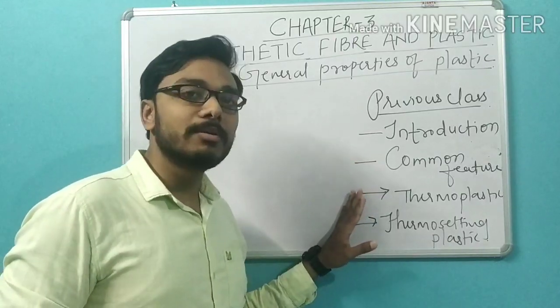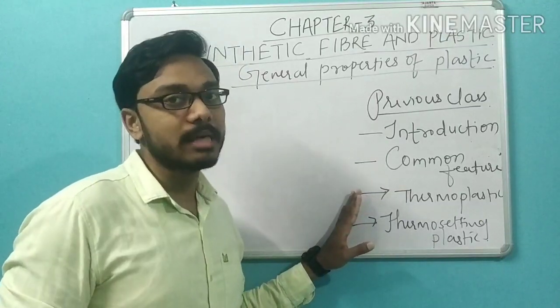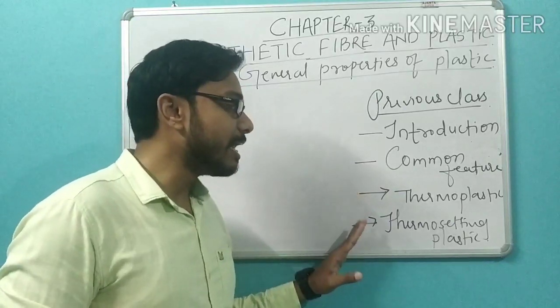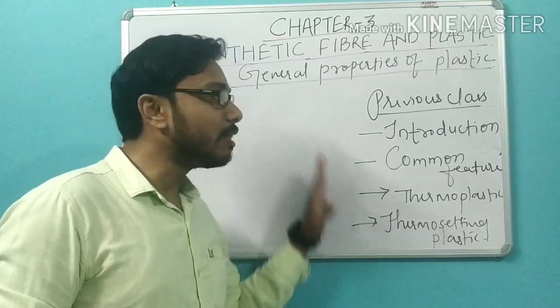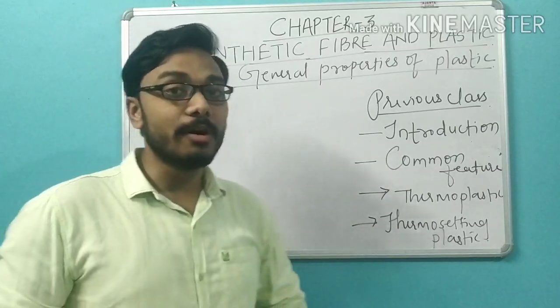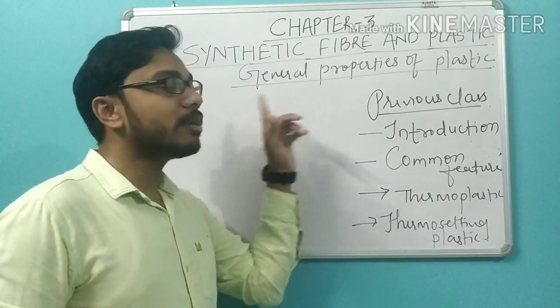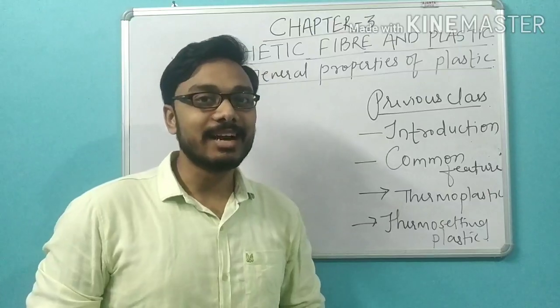Then we have also seen about the two different categories of plastic in which the varieties of plastics fall in. The first one is thermoplastic and the second one is thermosetting plastic. Hope you all remember all these points that we have already discussed. Now in this video, we are going to see about the general properties of plastics. So without any further delay, let's get started.